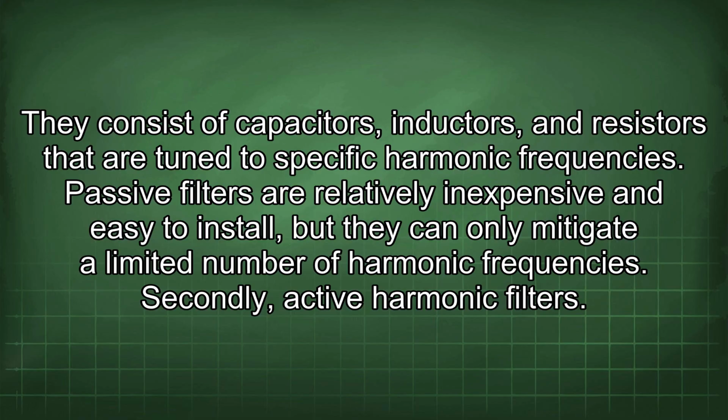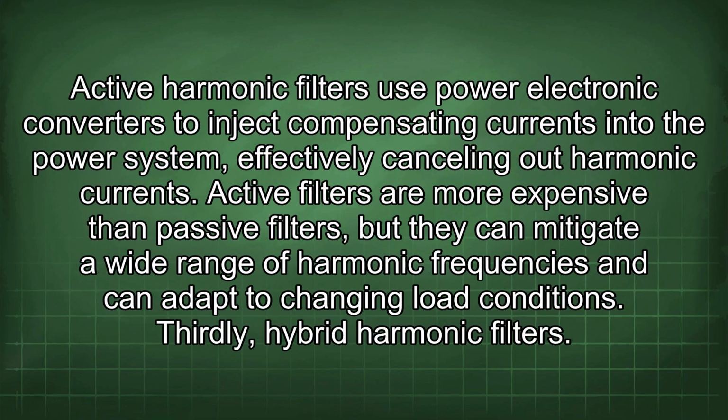Secondly, active harmonic filters. Active harmonic filters use power electronic converters to inject compensating currents into the power system, effectively cancelling out harmonic currents. Active filters are more expensive than passive filters, but they can mitigate a wide range of harmonic frequencies and can adapt to changing load conditions.